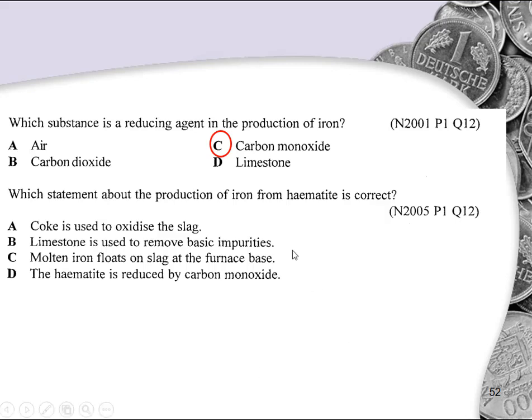Next, which statement of the production of iron from hematite is correct? Coke is used to oxidize the slag. Coke doesn't react with slag. Coke is not used to oxidize the slag, but it's actually reacting with silicon dioxide to form slag. It's not even a redox reaction. Limestone is used to remove basic impurity. Limestone produces calcium oxide and is used to remove acidic impurity because silicon oxide is actually acidic. So this is not right, it's acidic.